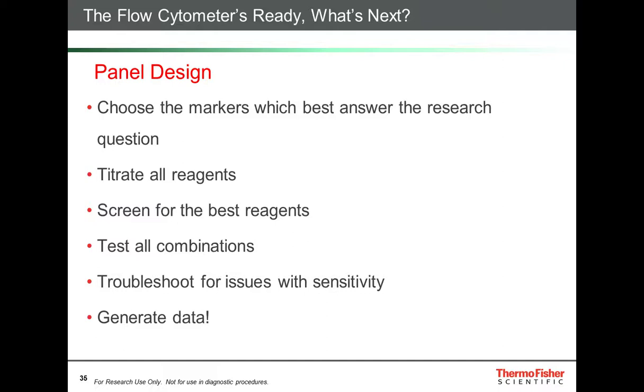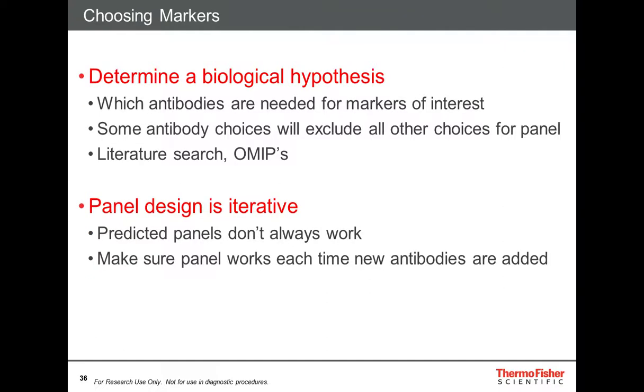But of course, nobody wants to do that, right? We want to use more markers. So we'll talk about how to do that. You're going to want to titrate all your reagents. You're going to want to screen for the best ones. What are the best ones? Well, of course, they're the ones that separate the population best, but also sometimes the same reagent conjugated to a different fluorochrome is going to give you a different staining pattern. So you want to test all the combinations that you can. You want to troubleshoot for issues with sensitivity. I'll give you some tips there. And then you generate your data.